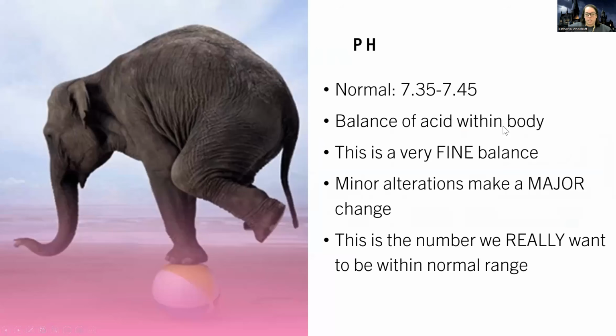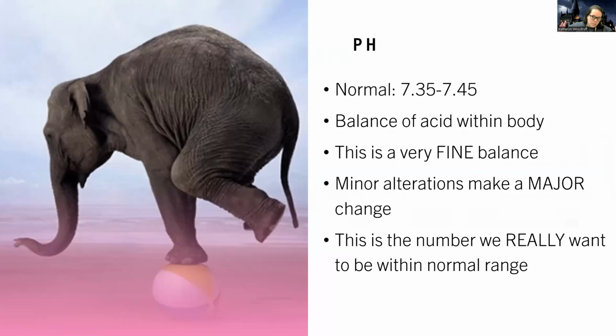First there's pH, and this is the most important one, the one I most worry about being within normal range. I like it from 7.35 to 7.45. This tells me the balance of acid within my body overall. Even if my CO2 is a little off, or my bicarbonate is a little off, if my pH is still in balance, I can usually say my body's doing okay. It's keeping things in balance.